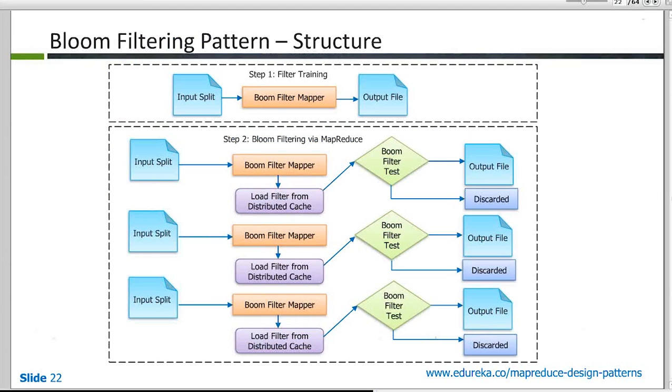Okay, so now we come to the structure of the Bloom filtering pattern. And we have seen the training part in the earlier diagram. There are two stages: the first step is the training, the second stage is using the filter itself. Although in the first step, what is shown in the diagram here is probably just a single mapper outputting the files, we use multiple mappers as well for doing this task. The diagram doesn't explicitly show that.